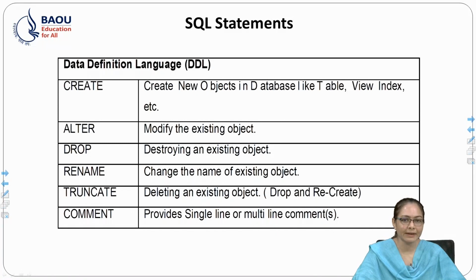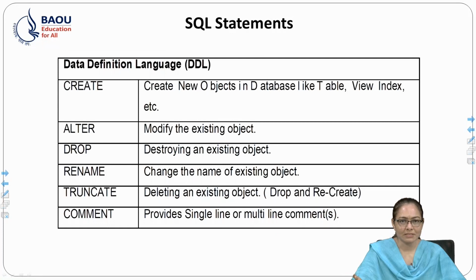DDL means data definition language. It is used to create and modify the structure of the object in the database. It includes the structure related commands. First is the create command. Create command is used to create a new object in the database. An object means the table, view, index, etc.